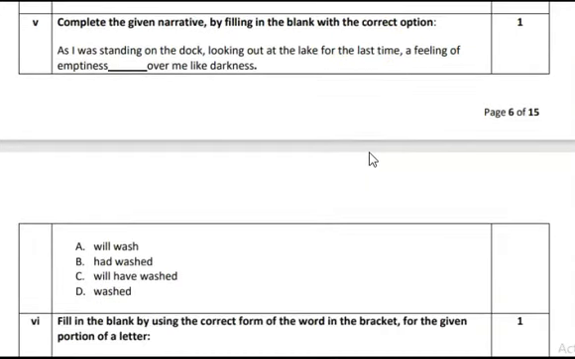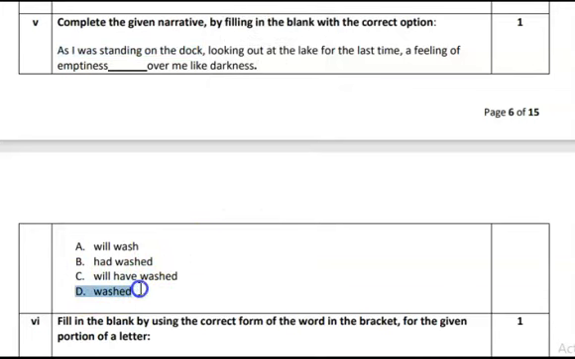Now, let's move to question number 5. Read the question carefully, find out the clue word, and then select the option. I am reading it and showing you. As I was standing on the dock, looking out at the lake for the last time, a feeling of emptiness, blank space, over me like darkness. So your clue word is here: "As I was standing on the dock", and this clue word refers to the past time. Now what will be the answer? Obviously your answer will be option D.